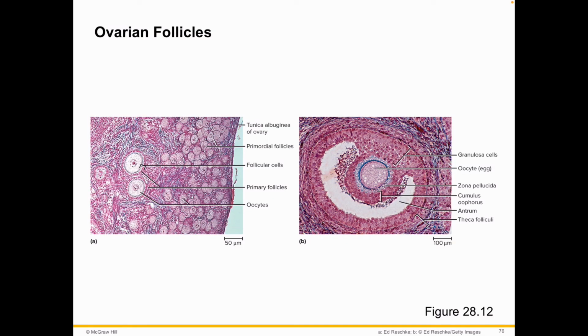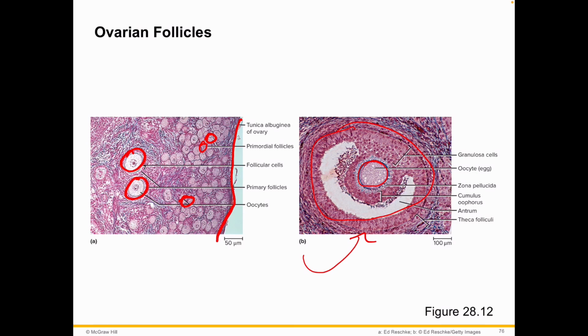Ovarian follicles. Here are the microscope slides of them. These are young follicle cells, very early on, oocytes. Primordial follicles are ready to enter into oogenesis, but not anywhere near yet. The tunica albuginea of the ovary is a protective layer. Here is a more matured cell with a follicle proper, an oocyte egg that is ready for development and maturation.